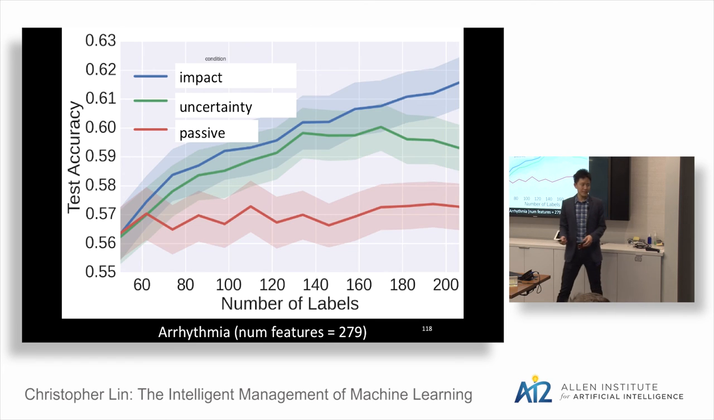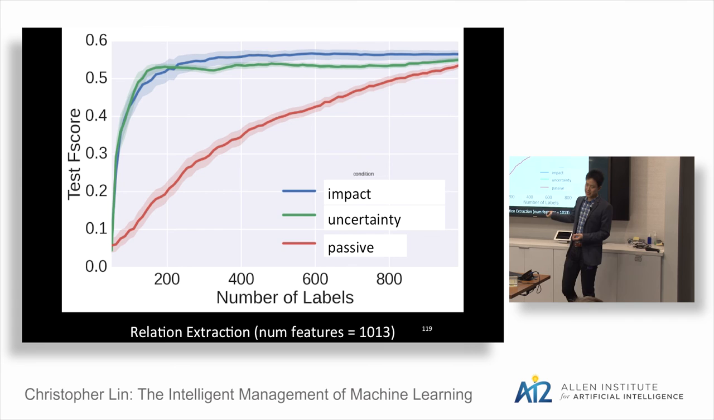OK, so that was a completely simulated data set. Now I want to look at Arrhythmia, which is a data set from the UCI Machine Learning Repository. We're still simulating workers here. And we basically see the same sort of pattern. We see that impact sampling beats uncertainty sampling, which beats passive learning. And then finally, we have a relation extraction data set. This is a real data set that we actually crowdsourced from MTurk. The results here are less strong than the previous ones, but they're still significant. We see that impact sampling beats uncertainty sampling, which beats passive learning.